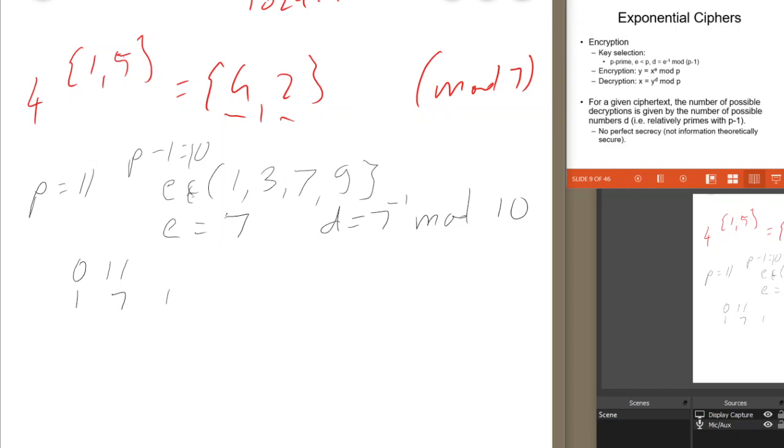10 divided by 7 is 1, remainder 3, minus 0 minus 1 times 1 is minus 1. 7 divided by 3 is 2, remainder 1, and here we get 1, minus minus makes plus, 1 plus 2, 3. So the inverse will be 3, and our decryption key will be 3.